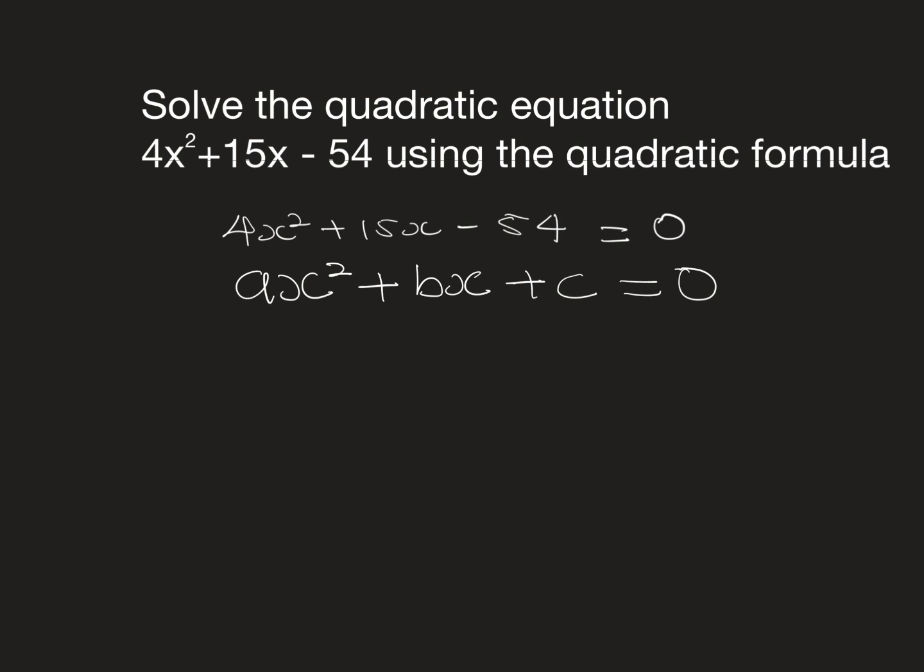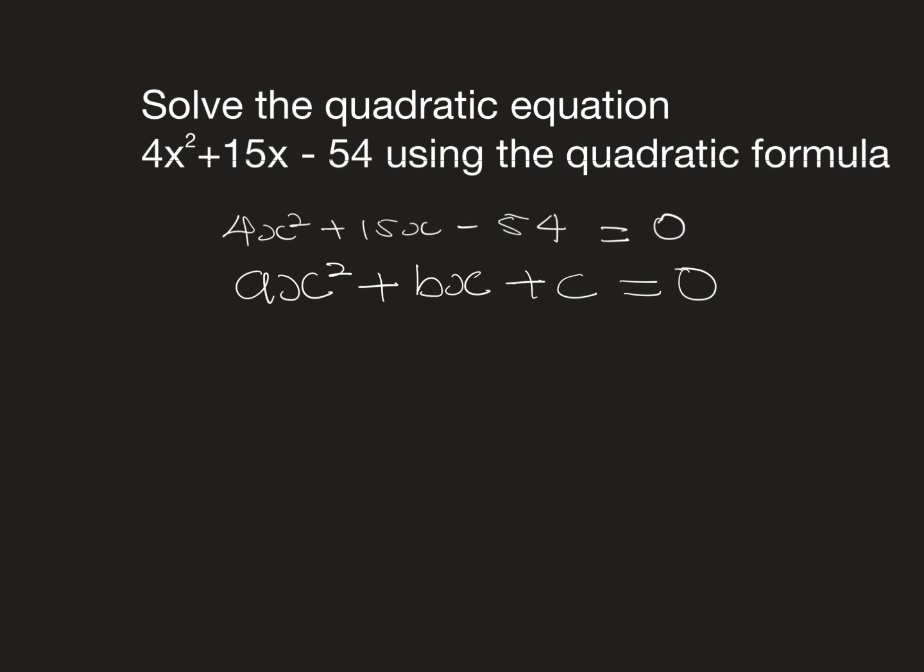I have x squared here, I have x squared here, I have x, I have x, I have a constant value here, and this c represents the constant. So we can compare, then we will be able to say a is equal to 4, b is equal to 15, c is equal to negative 54. Mind you, you should always note the negatives, okay, and do not ignore them.